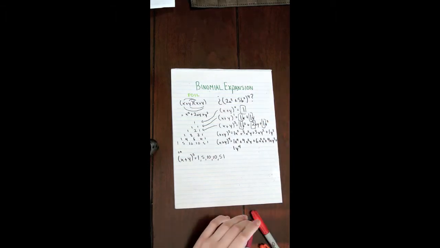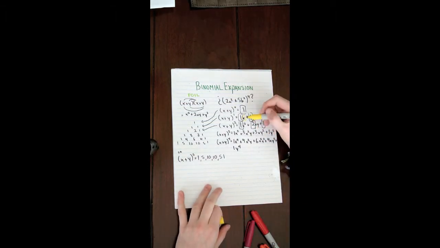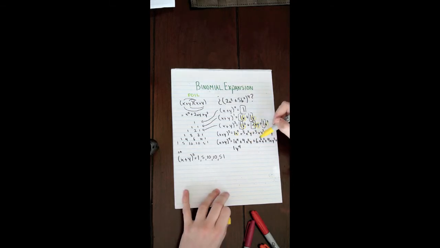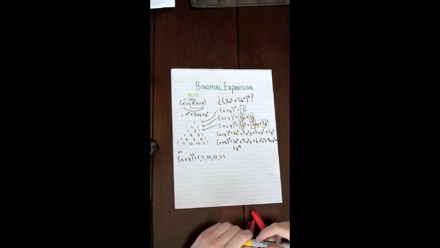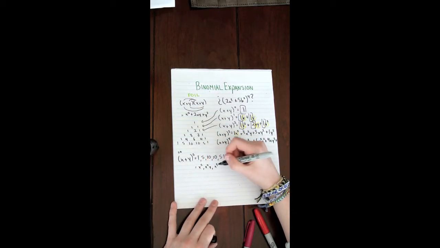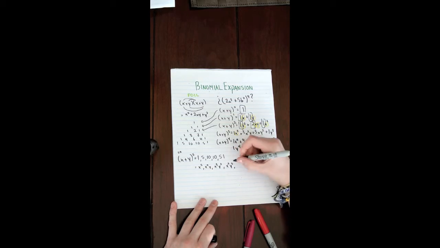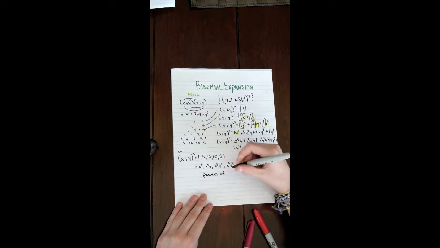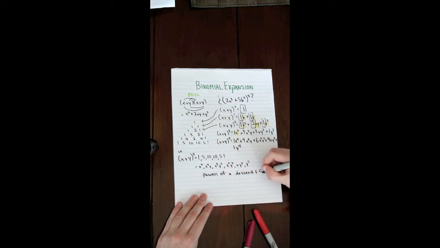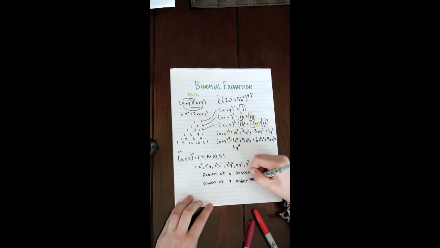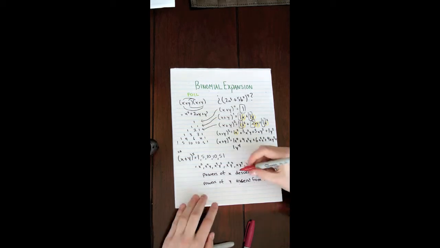So now we have that cool thing to figure out the coefficients, but let's look at the variables. So if we look at the variables and we look at the exponents on the variables, you can see that x is decreasing from the exponent on the original question and y is increasing. So that would mean that x plus y to the power of 5 would be this series of variables. There we go. So, in conclusion, we can see that powers of x descend from 5 to 0, and the powers of y ascend from 0 to 5.